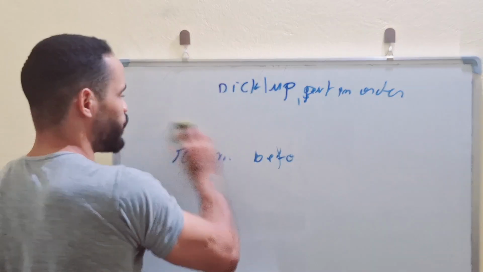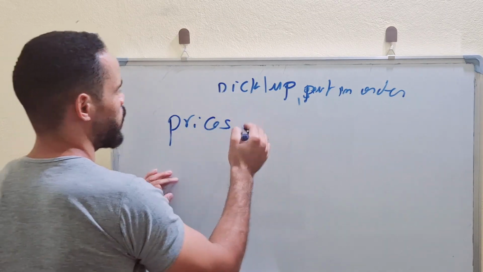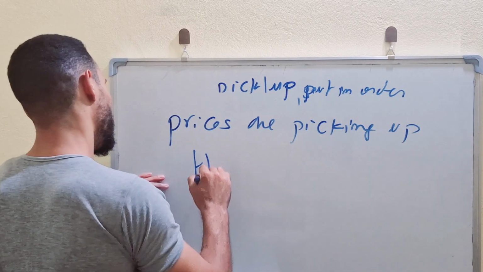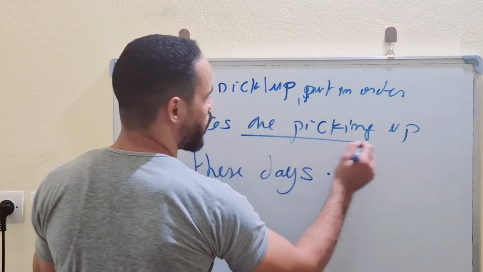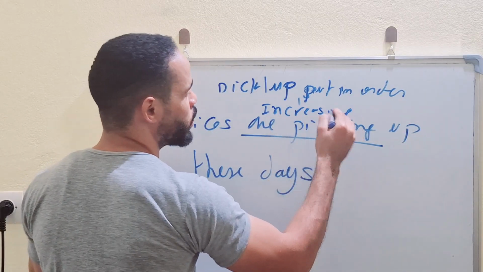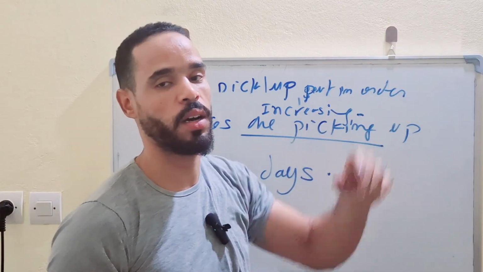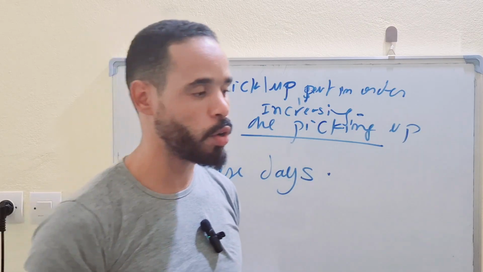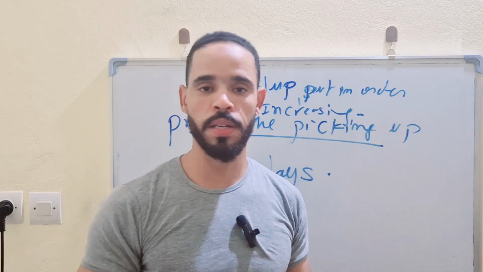You can say prices are picking up these days. Which means prices are increasing these days, are getting higher and higher, which means people cannot afford things in the supermarket because they are very expensive or they are getting very expensive.